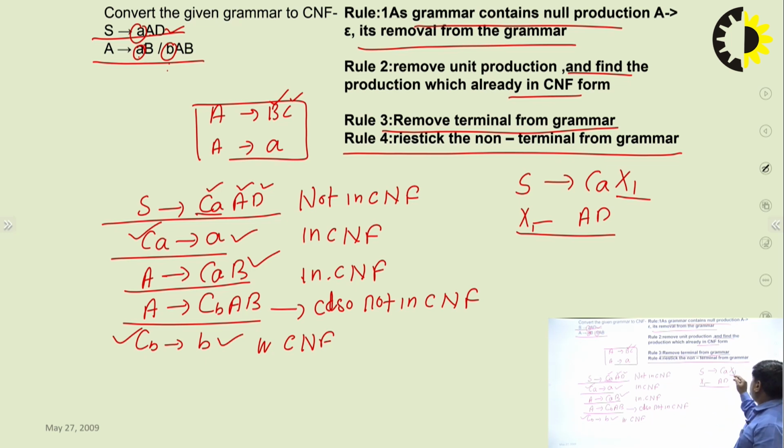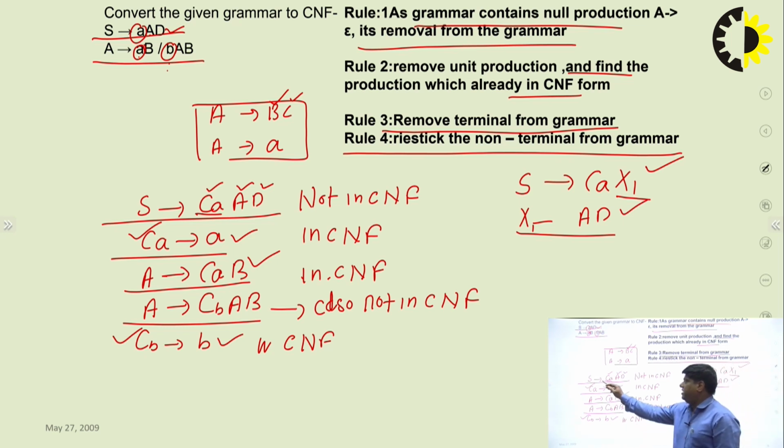It means this production is in CNF form and this production is in CNF form. It means a single production rule is converted into two production rules and these two production rules are in CNF form. My main aim is to find the right side two non-terminals, for which we restrict the non-terminals on the right side. This production also remains in CNF form. There is no work on this production rule. This production is already in CNF form. It means no work on this production rule. Only we work on this production rule.